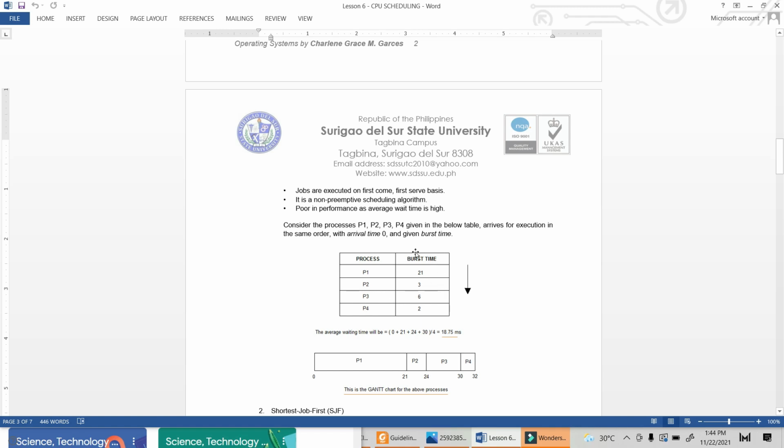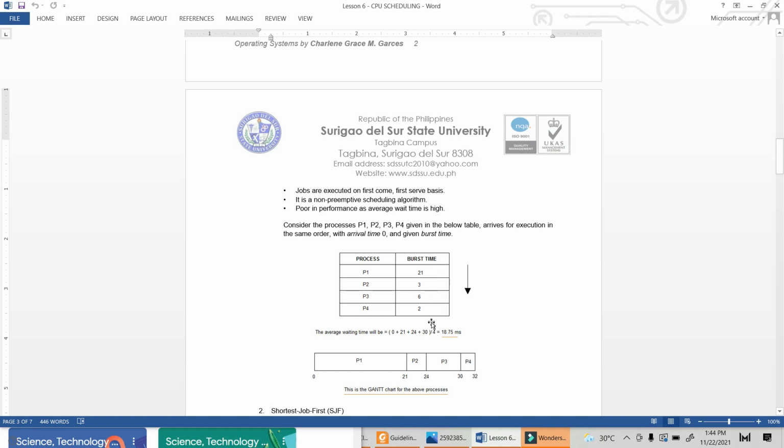We have P1, P2, P3, and P4. So again, the burst time is used when a process switches from the running state to the ready state, or from the waiting state to a ready state. So process 1 has 21 milliseconds.